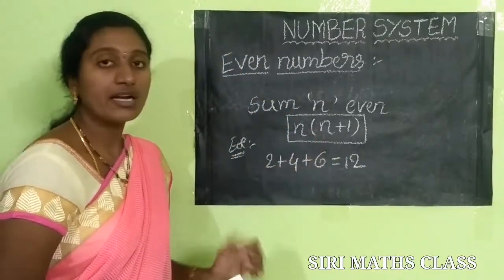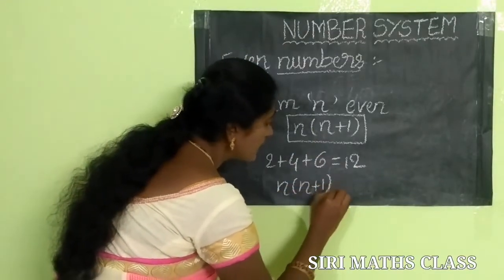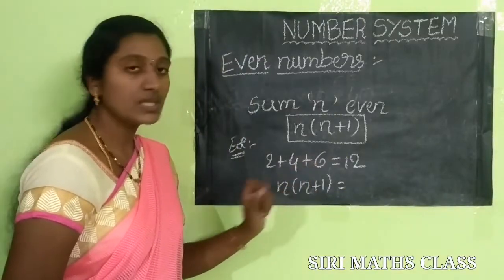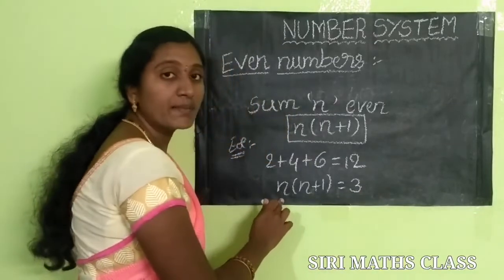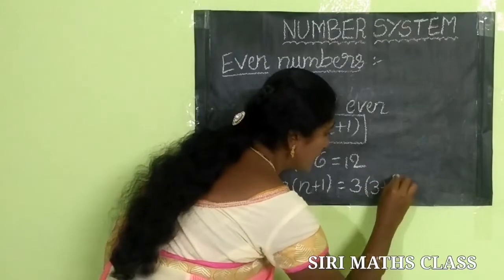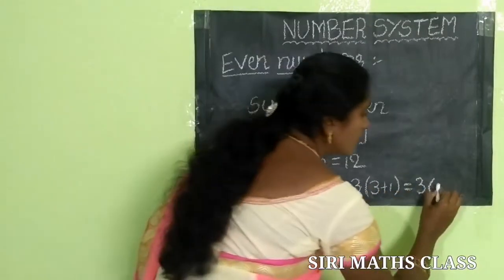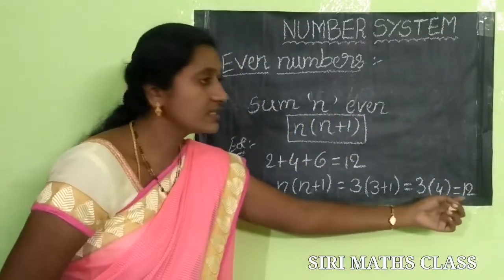By using the formula, what answer will we get? We check here: n into n plus 1. Here, what is the n value? How many numbers are there? 1, 2, 3. So n value is 3. We substitute the n value: 3 into 3 plus 1. 3 plus 1 is 4, so 3 into 4 is 12. So we get the answer 12.